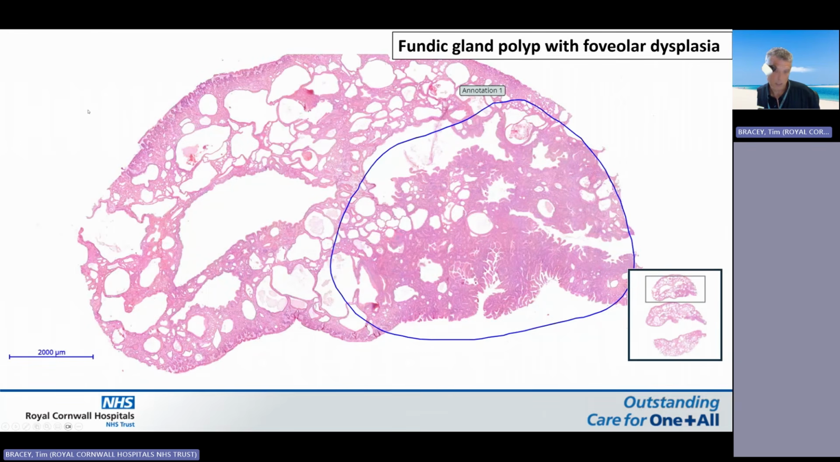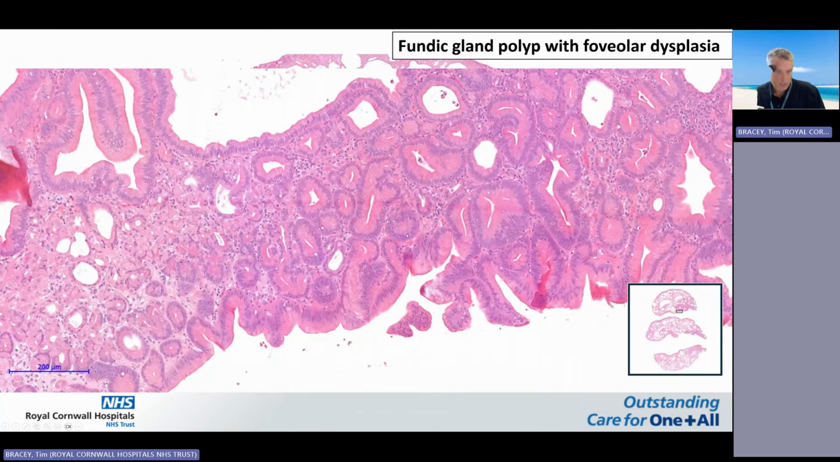So they happen everywhere. So this, in contrast, is a fundic gland polyp with obvious dysplasia. You can see that there's quite an abrupt transition here, even at this very low power, between the normal surface and this quite sort of villiform dysplastic area. And this is a higher power view of this area of dysplastic epithelium, and it's a foveolar type. It doesn't matter much what kind of dysplasia you're diagnosing in these.